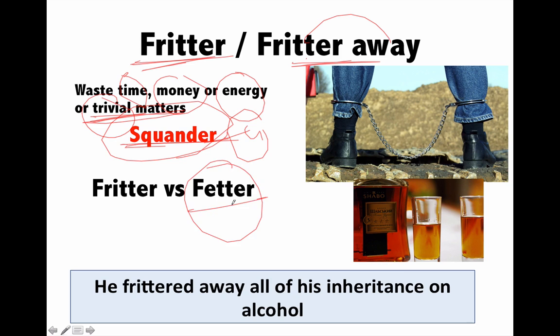But there is a word called fetter. Fetter means when somebody is chained or somebody is under control. So there is a difference between fritter and fetter. To fetter means to put a check on someone. You can either tie that person or that thing down. That also means fetter. So here we are concerned with fritter. I have made a sentence: he frittered away all of his inheritance on alcohol. And there are people in my acquaintance who have frittered away their wealth on alcohol, which means wasted their wealth on alcohol.